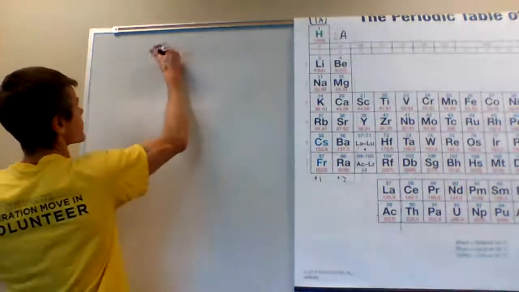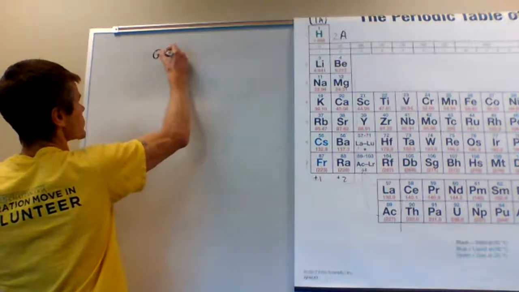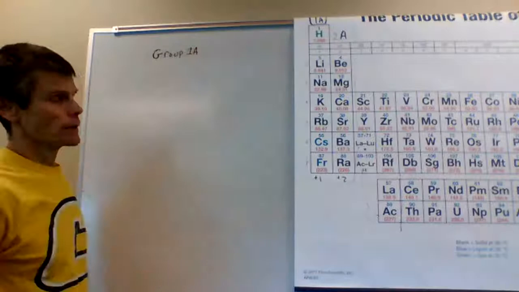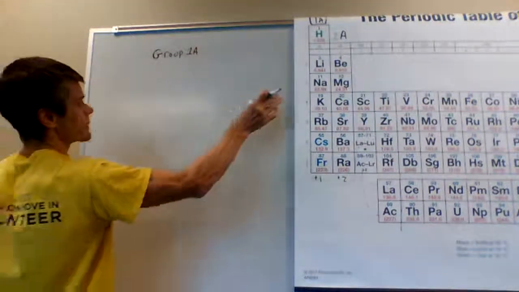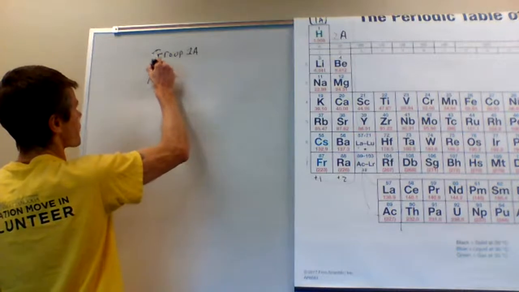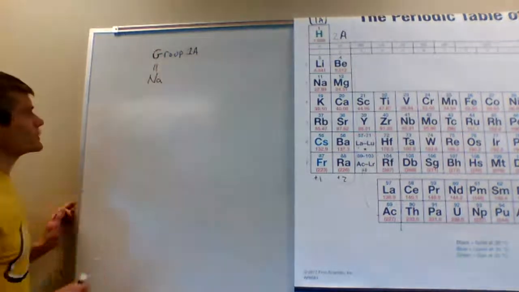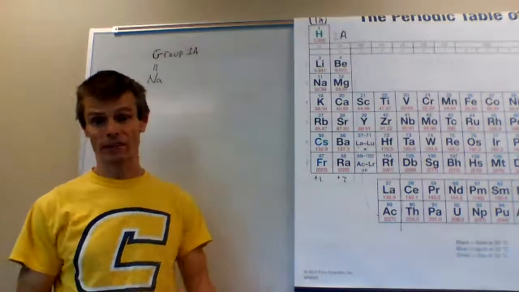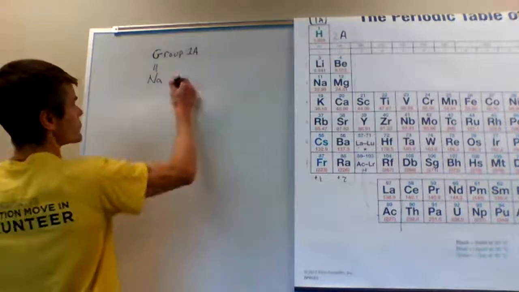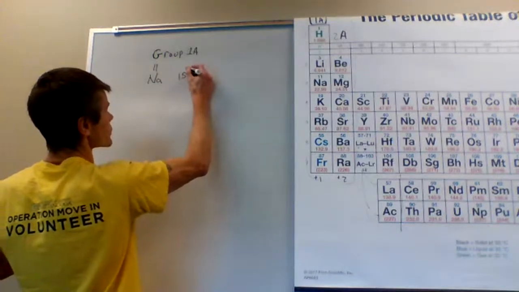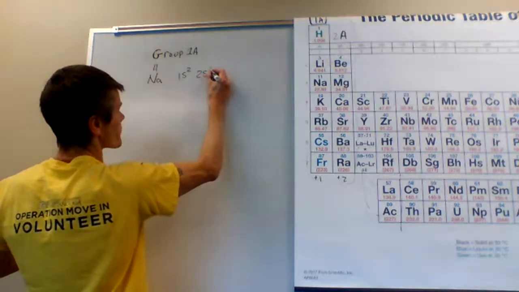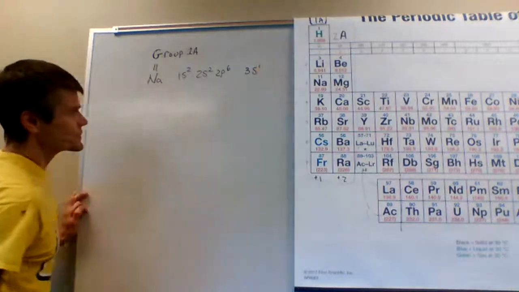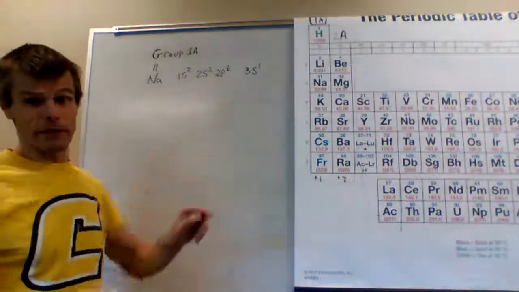So sodium. And this is pretty typical for our other Group 1A alkali metals. If we look at sodium in the periodic table, we would see that sodium has an atomic number of 11. It has 11 protons and it has 11 electrons. And if we wrote the ground state electron configuration for sodium, we would see that sodium has a single 3s valence electron.